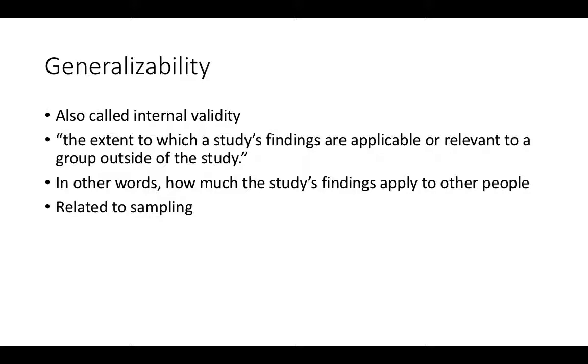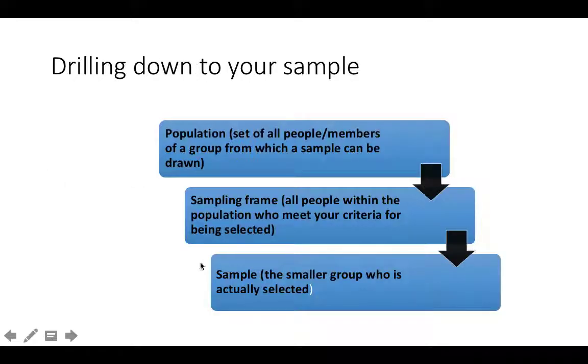And so the technical definition is the extent to which a study's findings are applicable or relevant to a group outside of the study. So in other words, how much what we learn about that small sample of people who are actually selected, how much we can apply those findings to all people in the sampling frame and all people in the population. So let's say, going back to that example where we excluded people who didn't speak English well enough to answer the questions we were asking. So, in other words, people who didn't speak English weren't eligible.